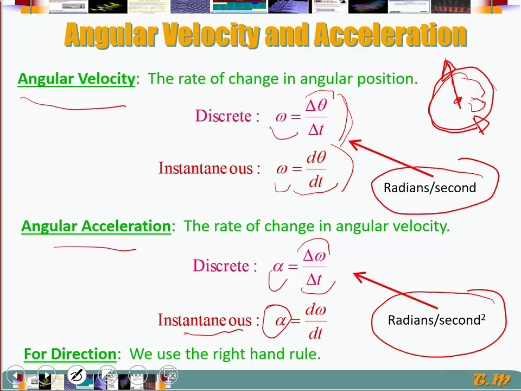The angular acceleration, its direction is going to depend on whether the object is speeding up or slowing down. For a speeding up object, it's going to have the same direction as the angular velocity. For a slowing down object, it's going to have the opposite direction as the angular velocity.